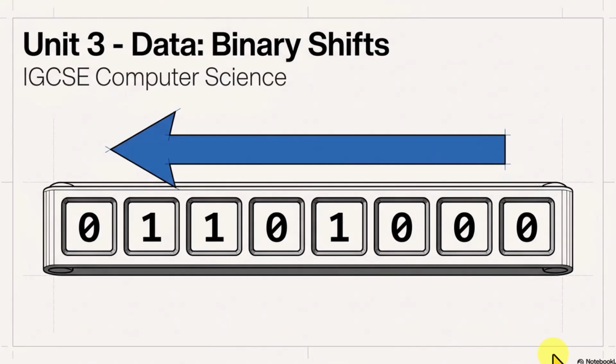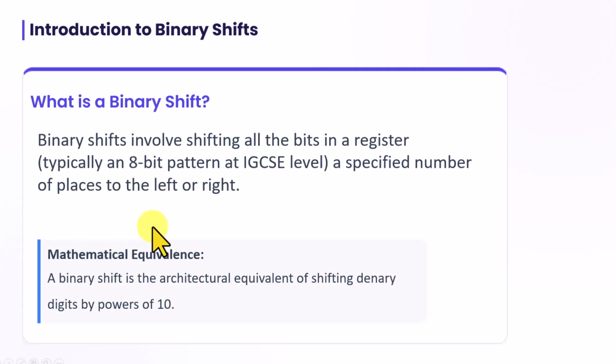Well, you came back to learn more, and that's great. In this video, we are just going to talk about binary shift in the data chapter of IGCSE Computer Science. Shift simply means moving the bits to the left or to the right, very simply.